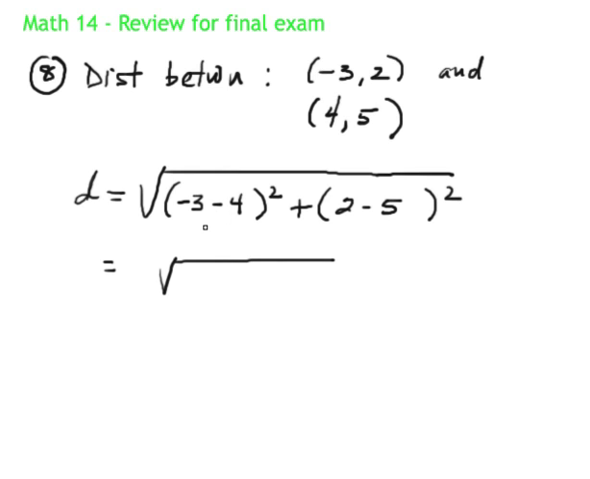So here we have minus 3 minus 4, that's minus 7. Minus 7 squared, that's 49. And here we have 2 minus 5, that's a minus 3. Squared, we have 9. Okay, so that's the square root of 58.